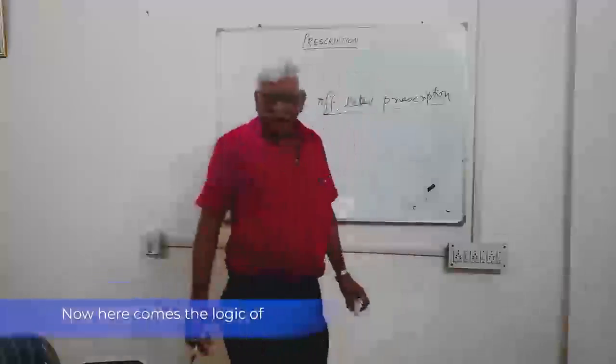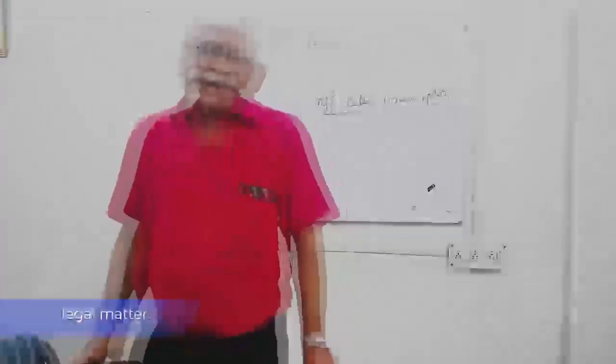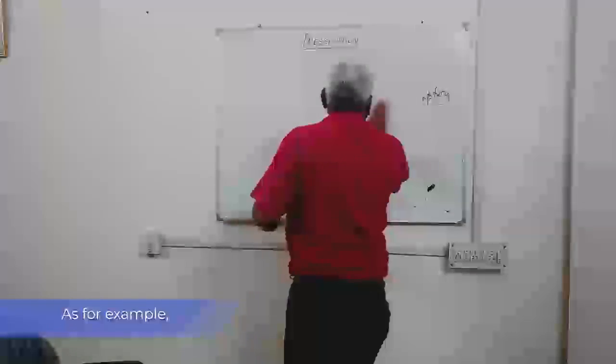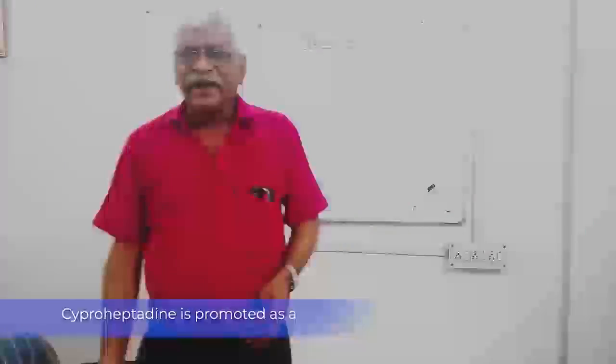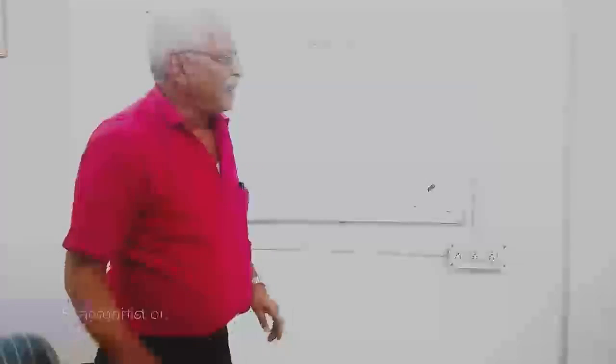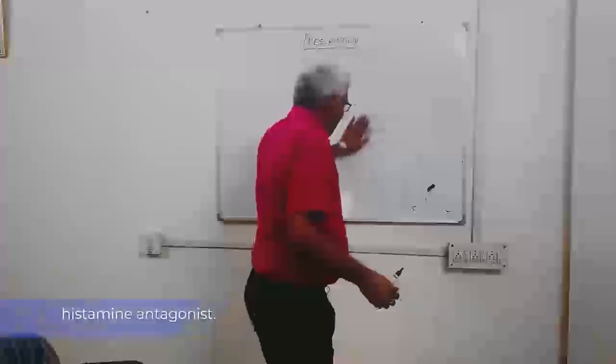Now here comes the logic of legal matter, if you can substantiate the scientific basis of that. There are many examples of off-label prescription. As for example, cyproheptadine. Cyproheptadine is promoted as an appetizer, but basically is a 5-HT antagonist or histamine antagonist.